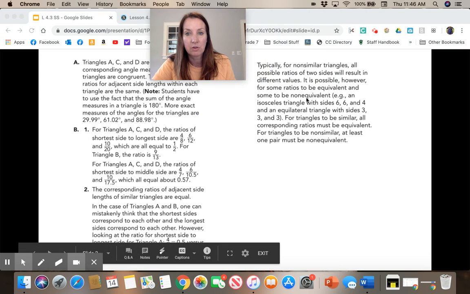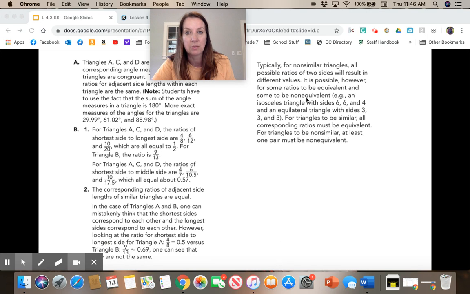Typically for non-similar triangles, all possible ratios of two sides will result in different values. However, it's possible for some ratios to be equivalent and some non-equivalent, like an isosceles triangle with an equilateral triangle. For triangles to be similar, all corresponding ratios must be equivalent. For triangles to be non-similar, at least one is not equivalent. So if you did the middle to long, 3 to 6 and 3 to 6, you'd think it was equal, but actually with the 3 to 4, it's not equal.